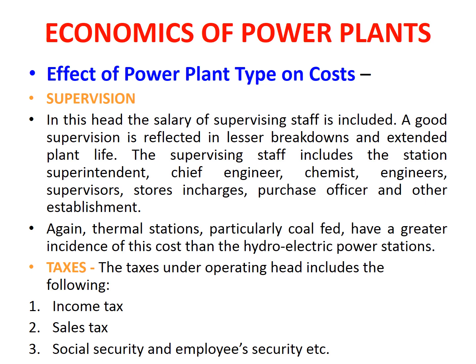And then the last cost is taxes. When the power plant is run, there are several taxes levied by the government. The taxes under the operating head include the following: income tax, sales tax, social security and employees security, etc. These taxes are basically the amount given to the government on the basis of the last year of operation of the power plants.